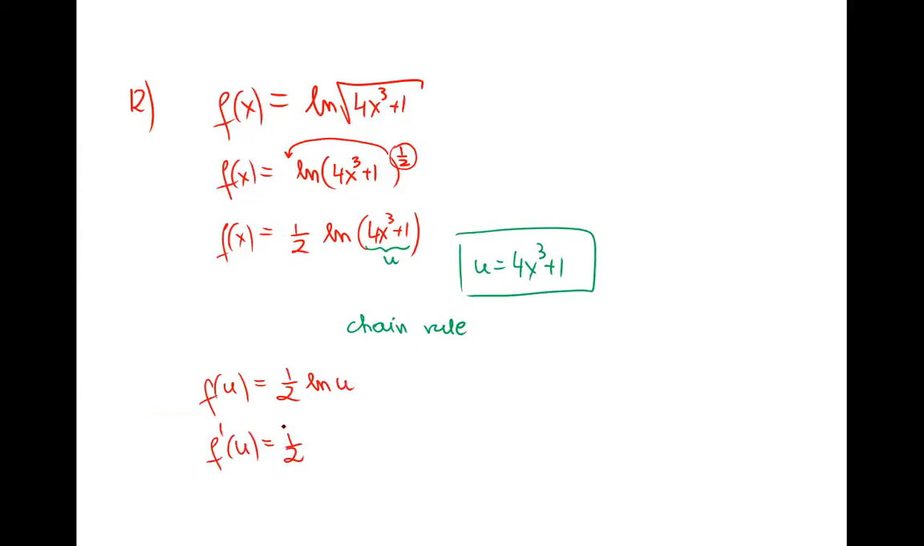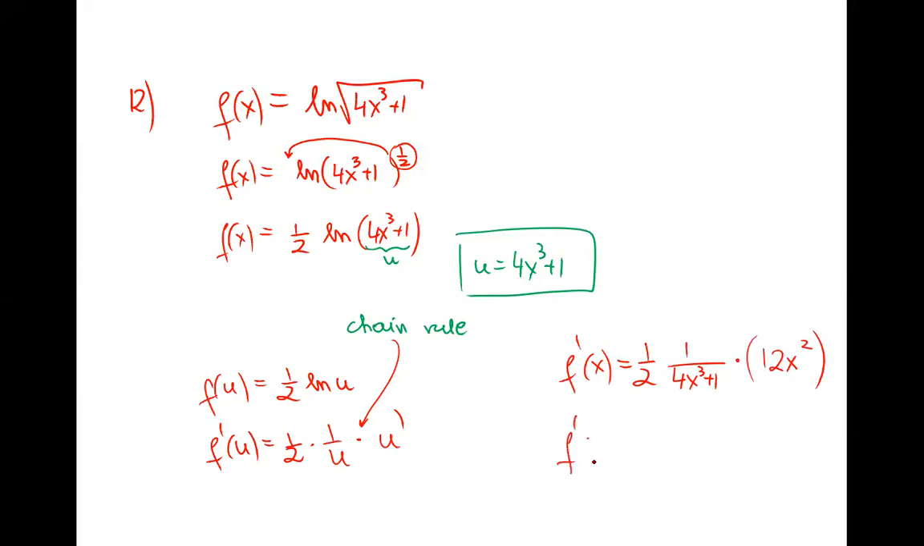Differentiating this will be constant. Derivative of ln of u is 1/u times u prime. That's the chain rule, the chain of the derivatives. Let's rewrite in terms of x. 1/2, 1/u, u is 4x cubed plus 1, and times derivative of this, 12x squared. Okay, that's the derivative. And we can simplify a little bit. 12/2 is 6. I can put this on the top, and this is the final answer.